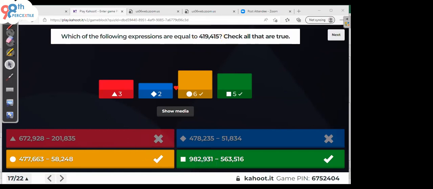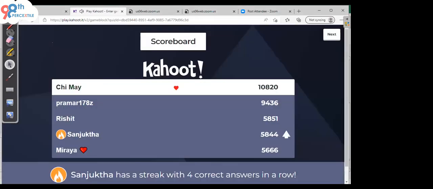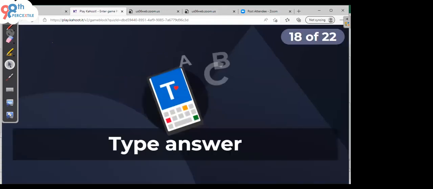Let's check who is winner. Oh, Chimay. Very good. Sanjukta has come up. Pramar, Rishit, Miraya. Well done. Okay, you have to type the answer.